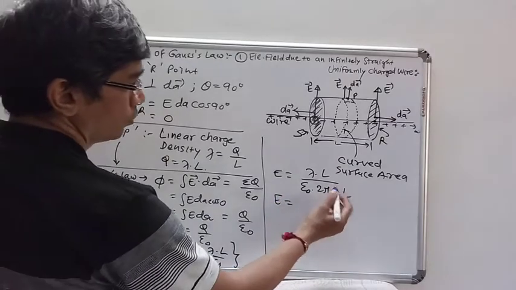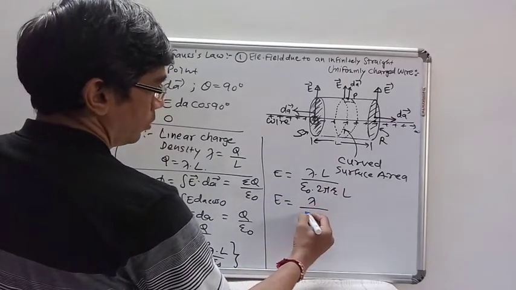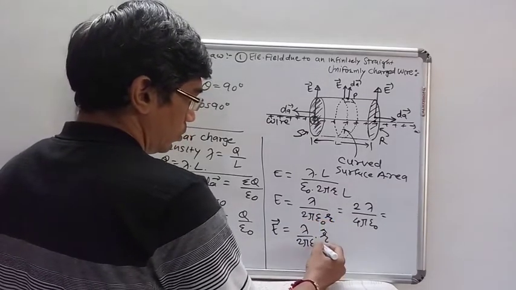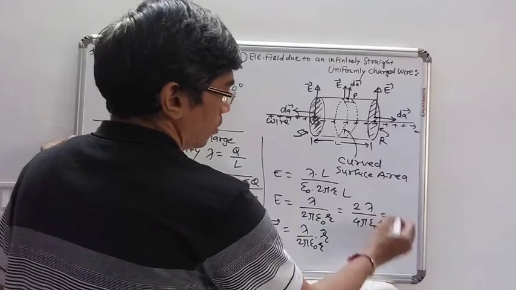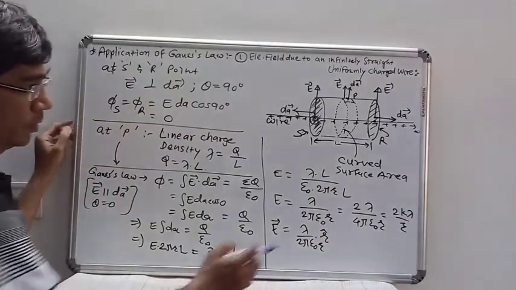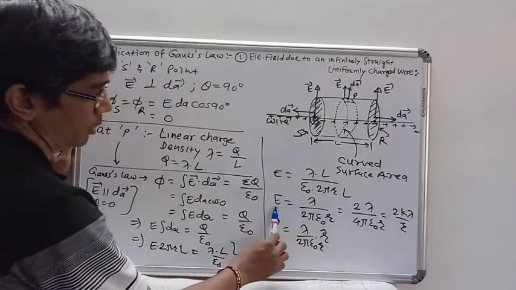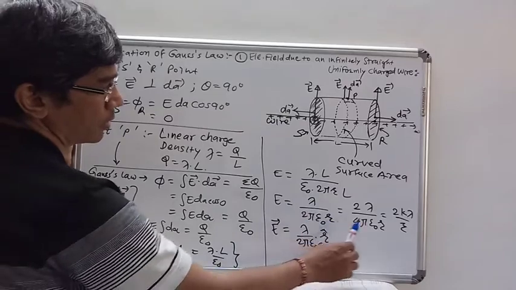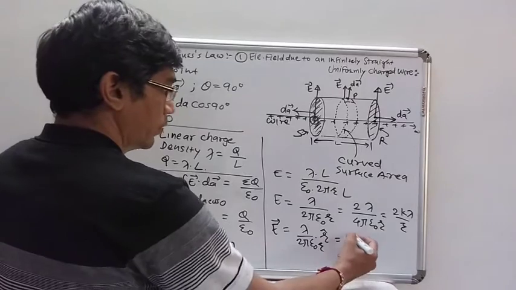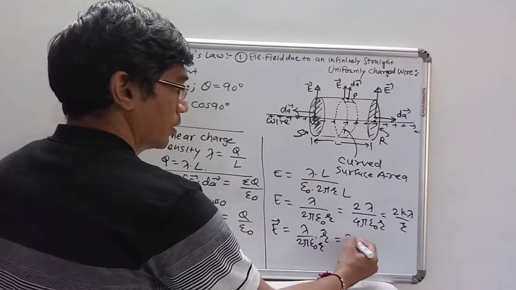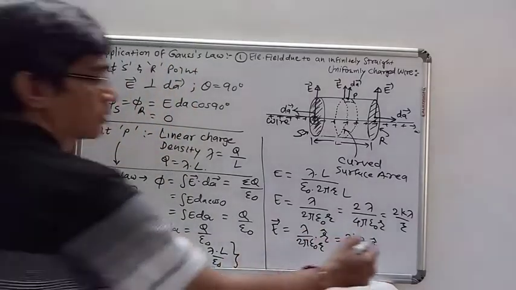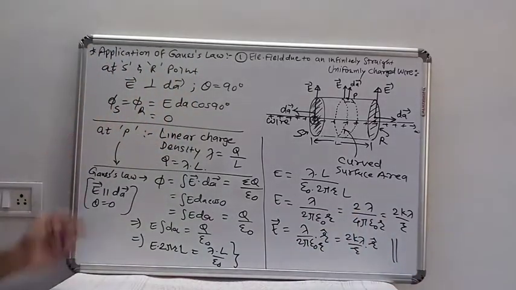So E is equal to lambda upon 2 pi epsilon 0 r. The r is not cancelled. So E is equal to lambda upon 2 pi epsilon 0 r, which is equal to 2k lambda upon r. So we can write the equation that the electric field is 2k lambda upon r into the unit vector r. This is the electric field equation.